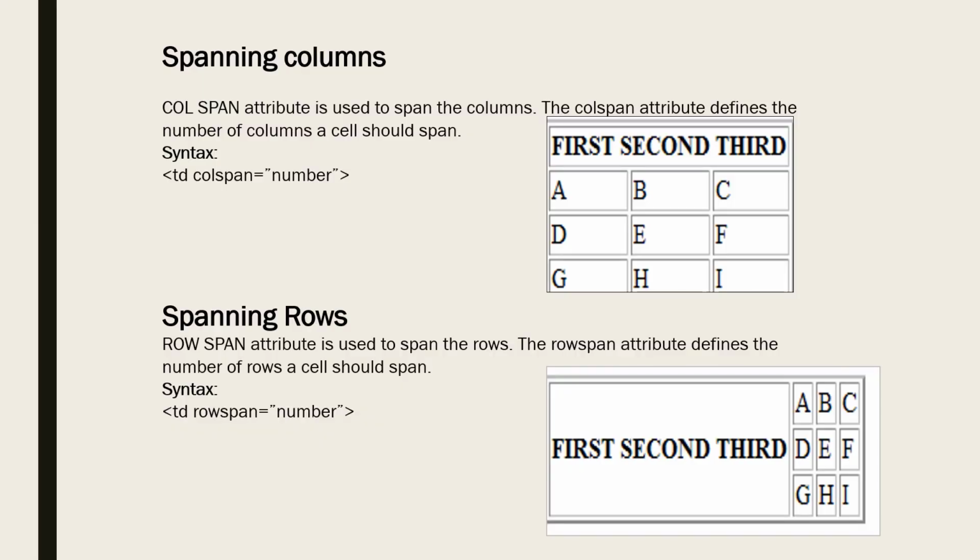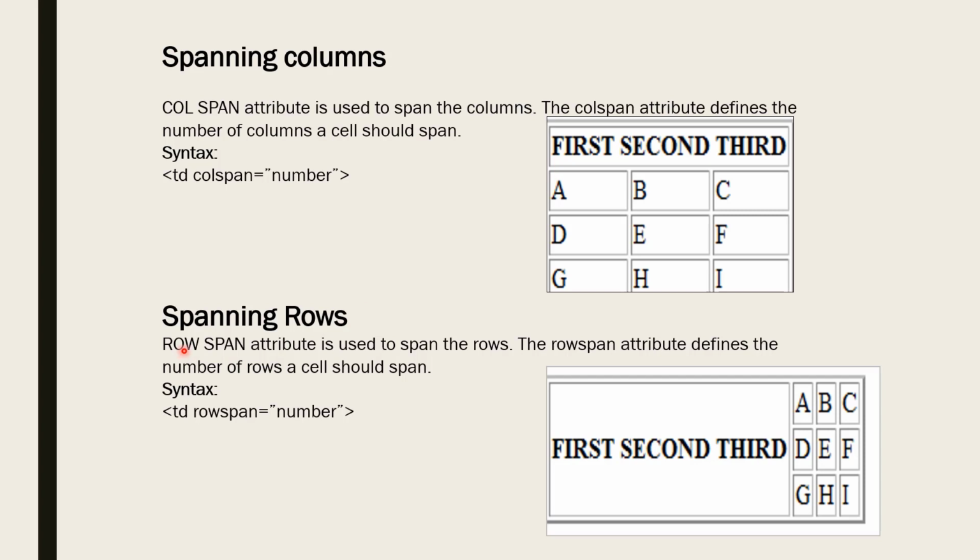Our next topic is spanning columns and spanning rows. See, the colspan attribute is used to span the columns, and this attribute defines the number of columns a cell should span. The syntax of colspan is td colspan equals number. Here in this example you have 3 columns, so you have to write td colspan equals 3. Then it merges the first, second and third columns into a single column.